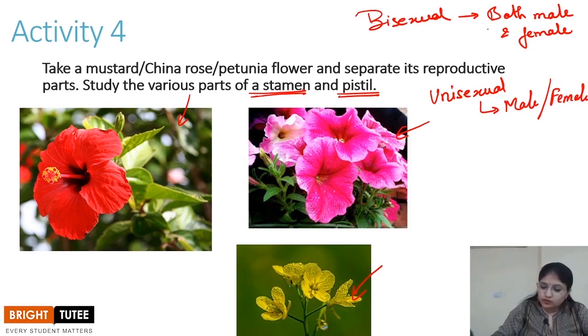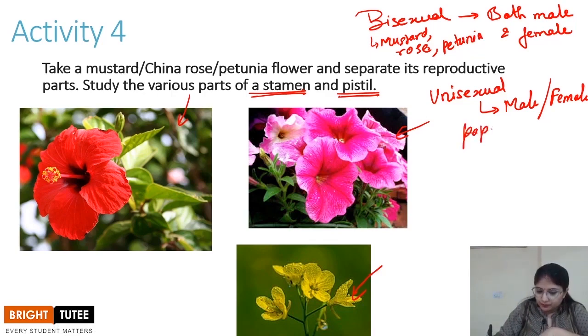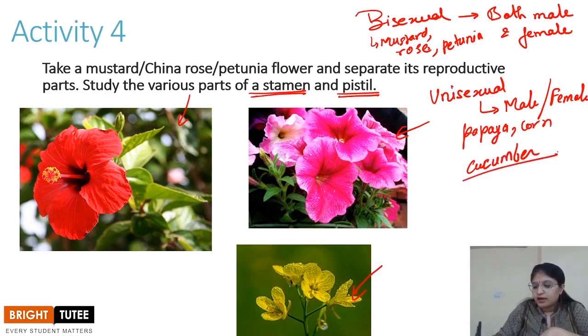When we talk about bisexual flowers, examples we can take are mustard, rose, and petunia. These are your bisexual flowers. That means they have both male and female parts in them. When we talk about unisexual flowers, examples are papaya, corn, and cucumber. These are your unisexual flowers. That means they have either a male part or a female part. So these are the 2 types, bisexual and unisexual flowers.